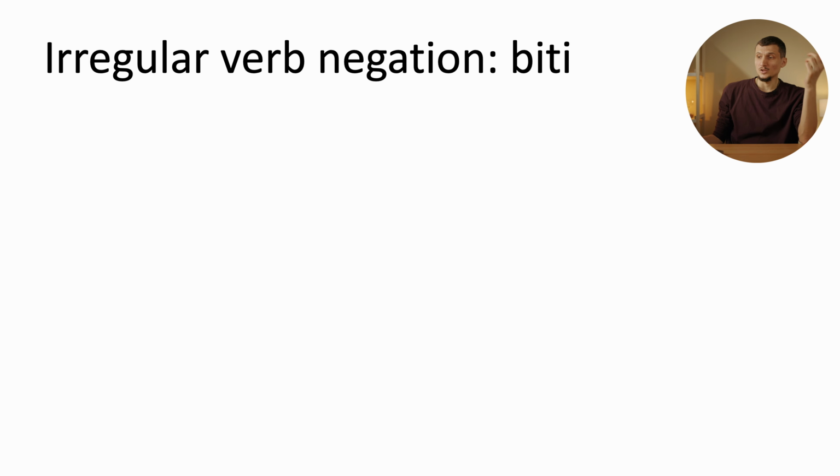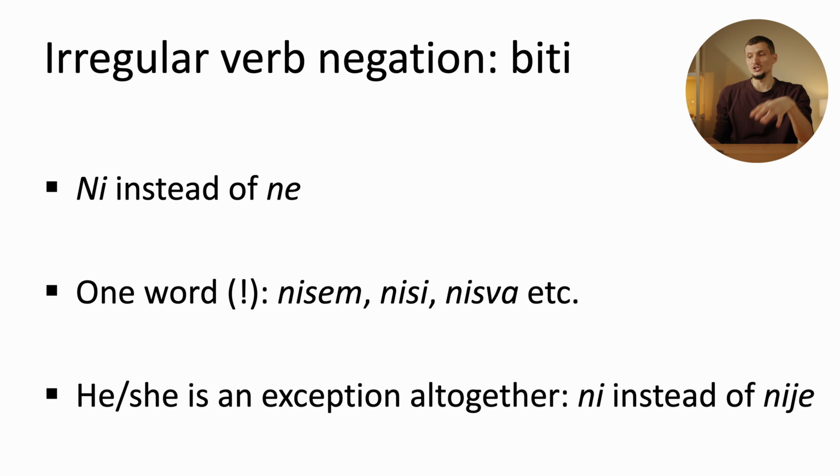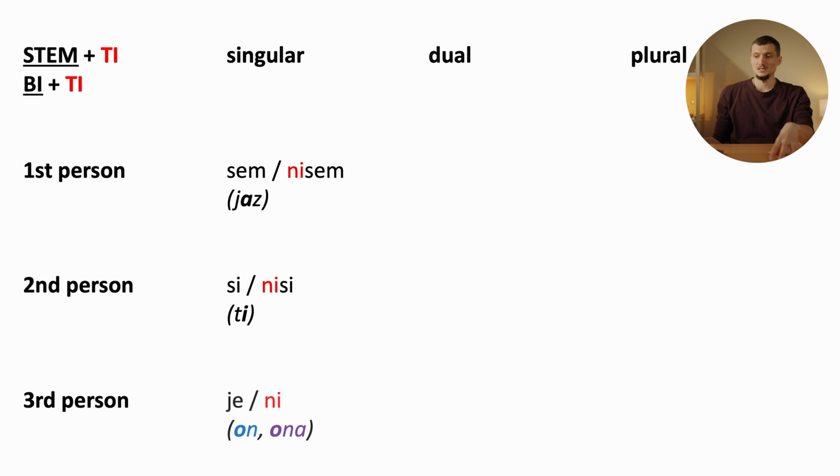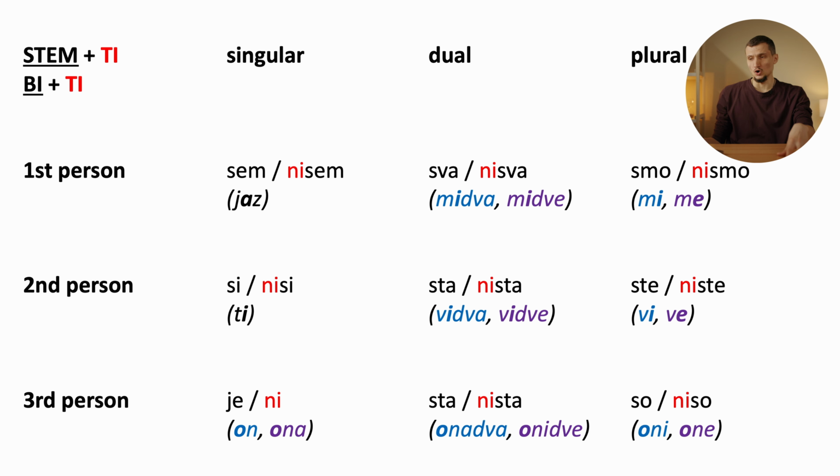Now we have irregular verb negation in the present tense, which is biti. It's ni instead of ne, and we just make one word: nisem, nisi, nisva. And he, she is an exception altogether. It's ni instead of ni je. So, som, nisem, si, nisi, je, and ni, rather than ni je. Sva, nisva, sta, nista. Smo, nismo, ste, niste, and so, niso.